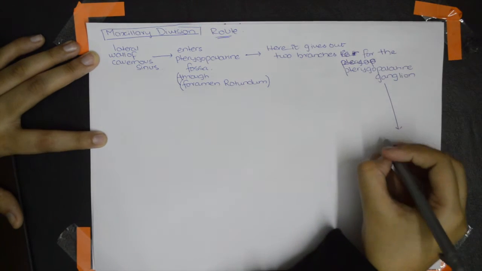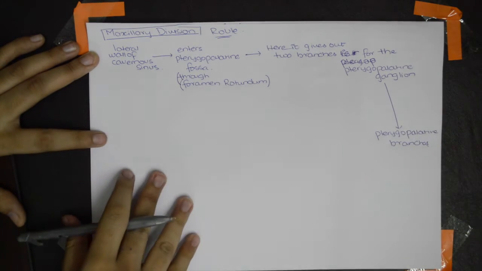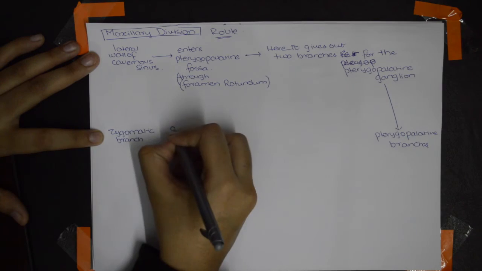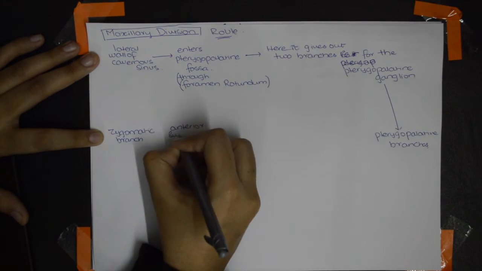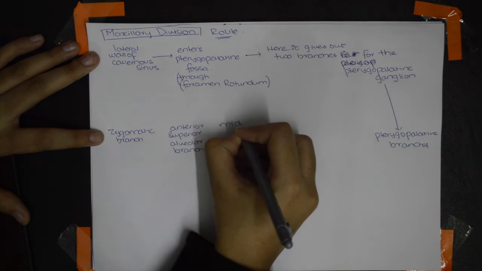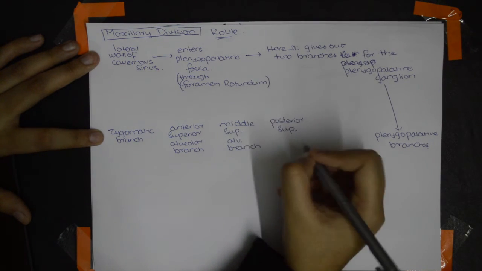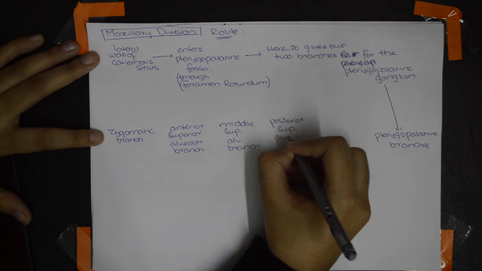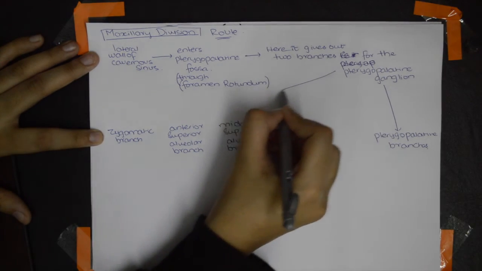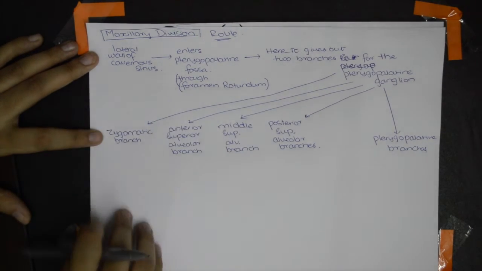ganglion. So these are the pterygopalatine branches right here. Let's talk about the other branches that it gives out. The other branches are the zygomatic branch and the anterior superior alveolar branch, then the middle superior alveolar branch, posterior superior alveolar branches. So yeah, this is how they're divided. I'm sorry this one's really messy, but just make your notes cleaner than this.